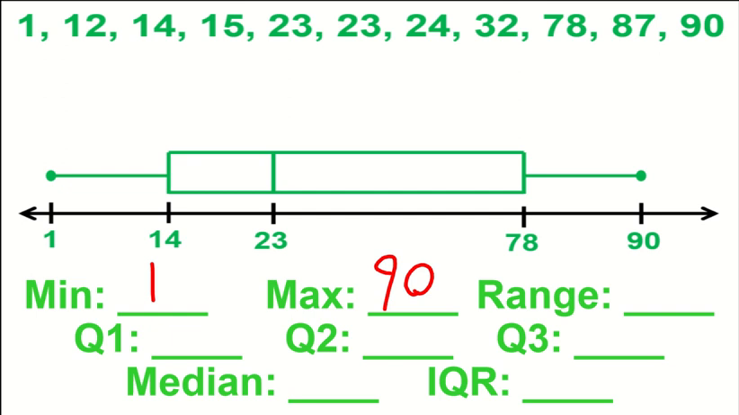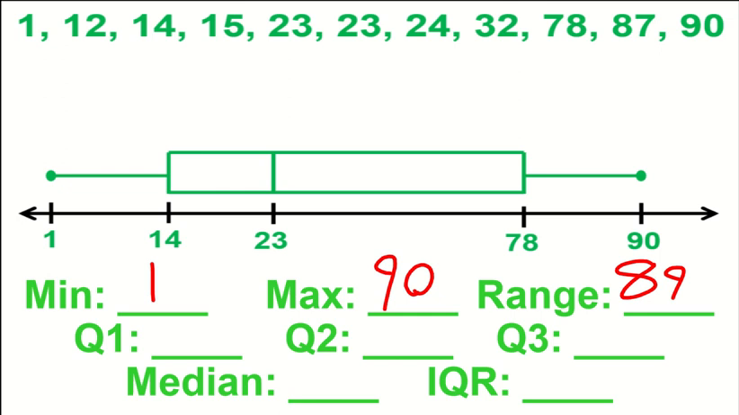Who can tell me the range? $89. Range is high number minus low number. So 90 minus 1. All right, now let's get to the maybe trickier, newer stuff.